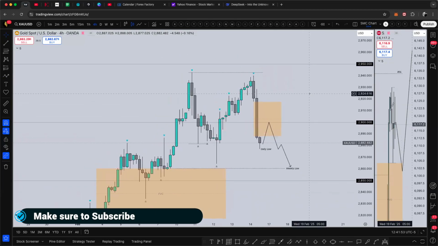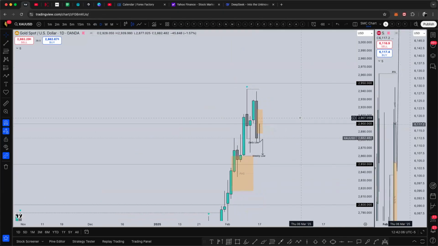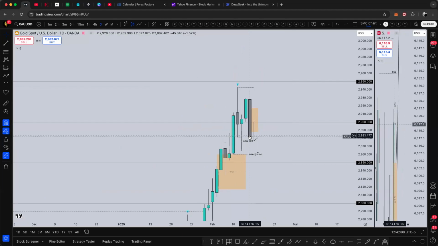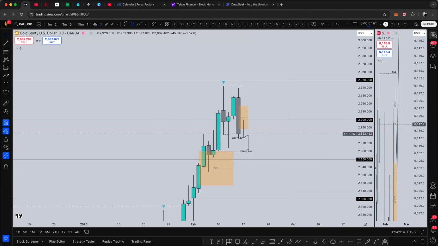I know there's a big chance for price on gold that it's going to go towards this weekly low. It's a very, very big chance. So this is why I'm a bit more bearish now on gold, at least for the beginning of the week. For the first 2 days, Monday, Tuesday, we'll see what price is going to be doing right there. All right. So bearish on gold.